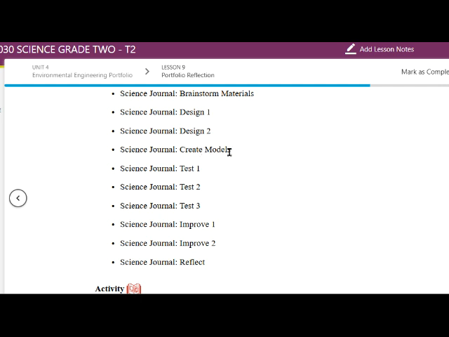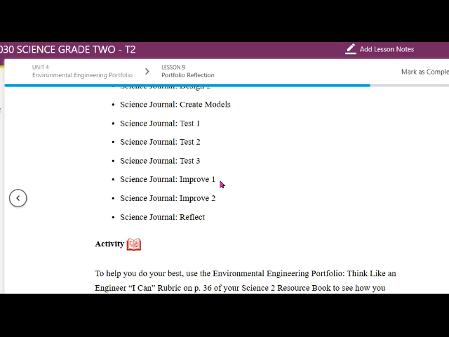Models, make sure you have pictures of those models or drawings of those models. Your tests, so that's when you're stacking those things on them to see which one is stronger, right? So you're testing both models. Then maybe you're making those improvements. You need those improve sentences, those observations you made or pictures. And then you tested it again, right? You might even test it again to see if it's stronger. What could you change? Then make sure you have that reflection to turn in as well.